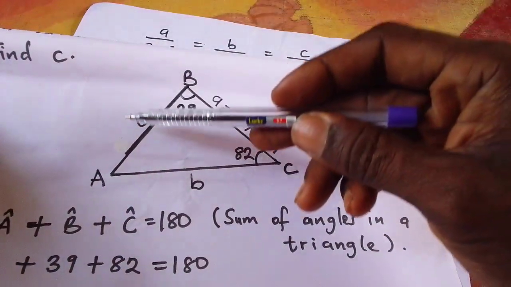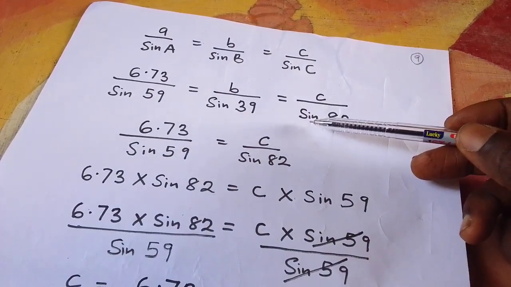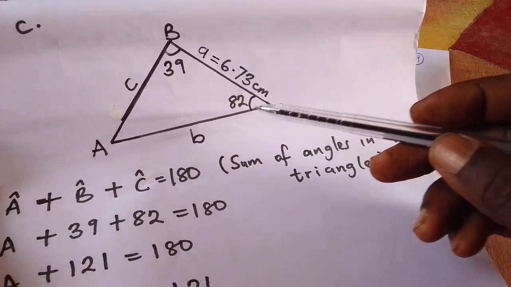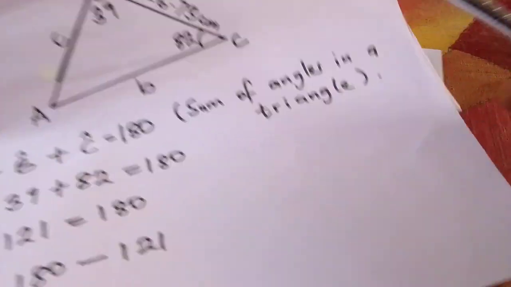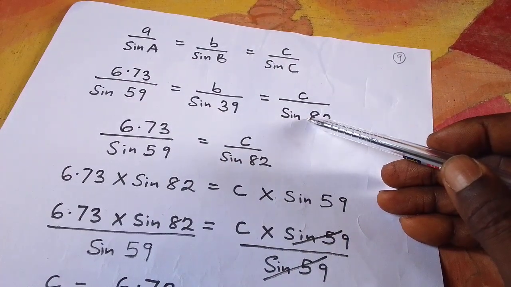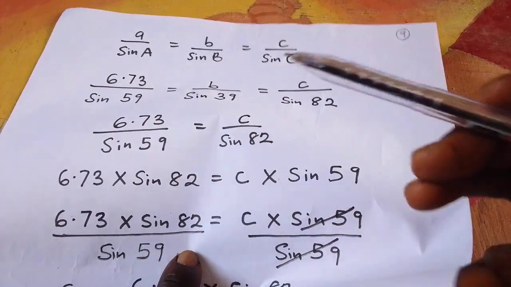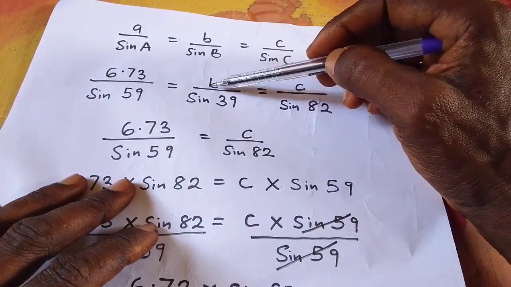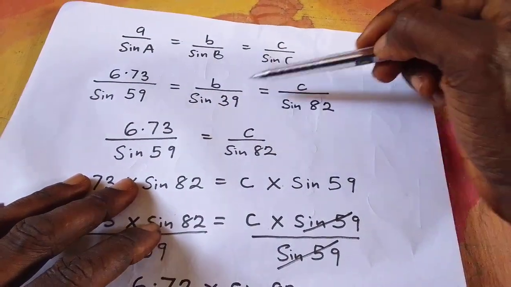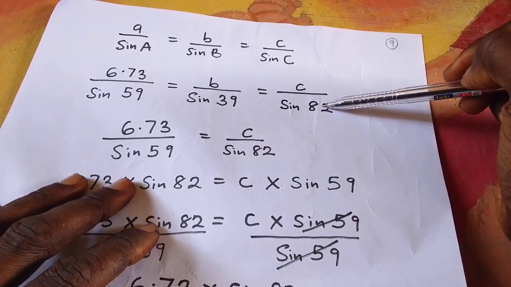Side c is not given in the diagram, so I'm having side c over sine C. C is 82, so I substitute 82 for angle C. So now I'm having 6.73 over sine 59 equals b over sine 39 equals c over sine 82.